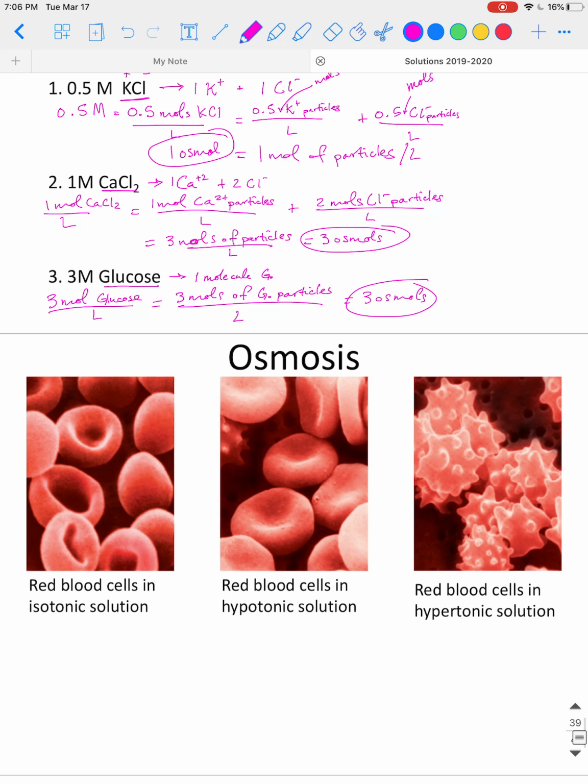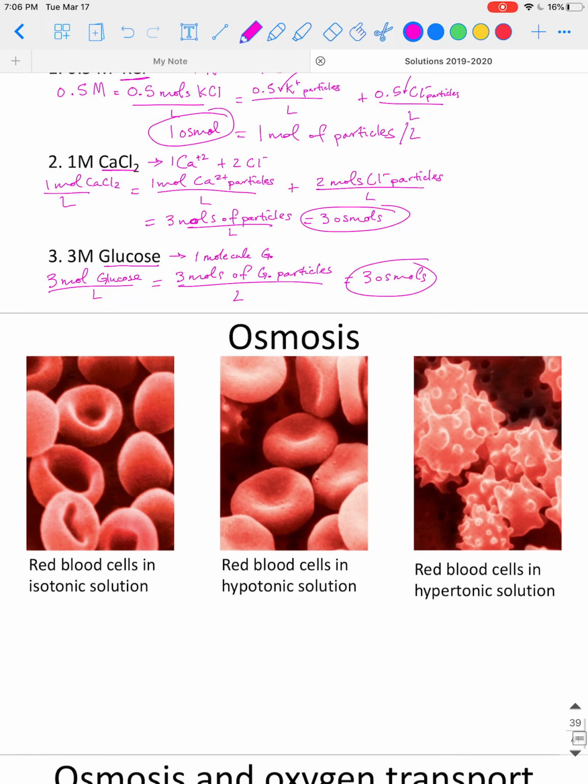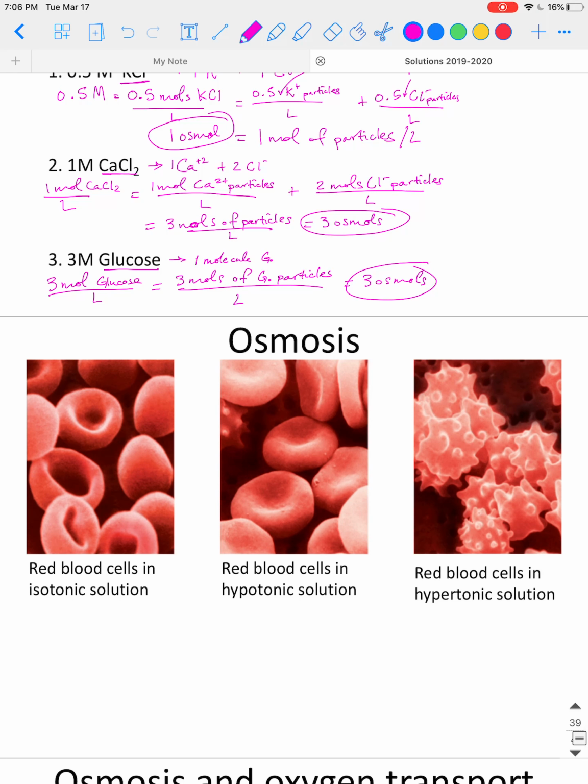But we are going to move on to our last 2 big ideas with osmosis. I wanted to give you a real example of why osmosis is important and how we see it play out with blood and red blood cells. If you look at these pictures, the first picture, picture number 1, is normal blood cells. These are red blood cells in isotonic solution.